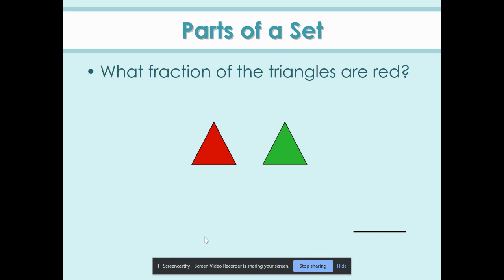What fraction of the triangles are red? Well, again, remember we start with our numerator, and in this case, we're working with red triangles. We have 1 red triangle out of the total number of triangles, and there's 2, 1 red and 1 green. So our fraction is 1/2, and that means that half of these triangles are red.